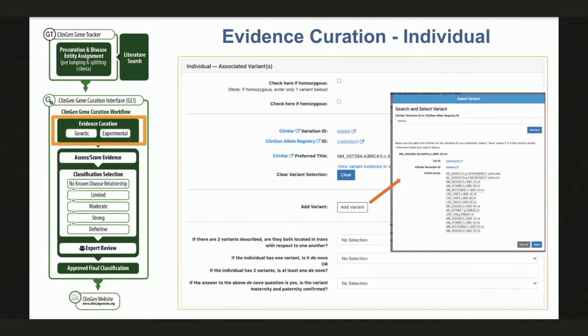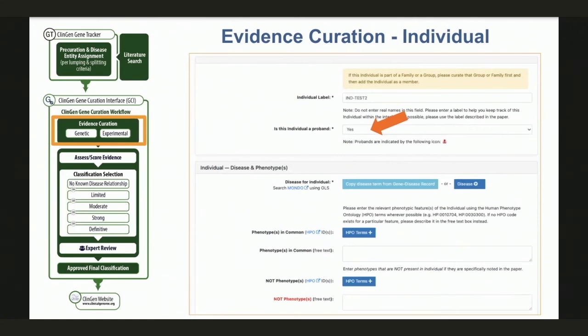But before we move on to classification, let's look at the curation of other evidence types. The individual genetic evidence form has many of the same fields, group and family. You're required to specify if the individual is a proband or not. And if you want to score your proband, then you need to add at least one variant.